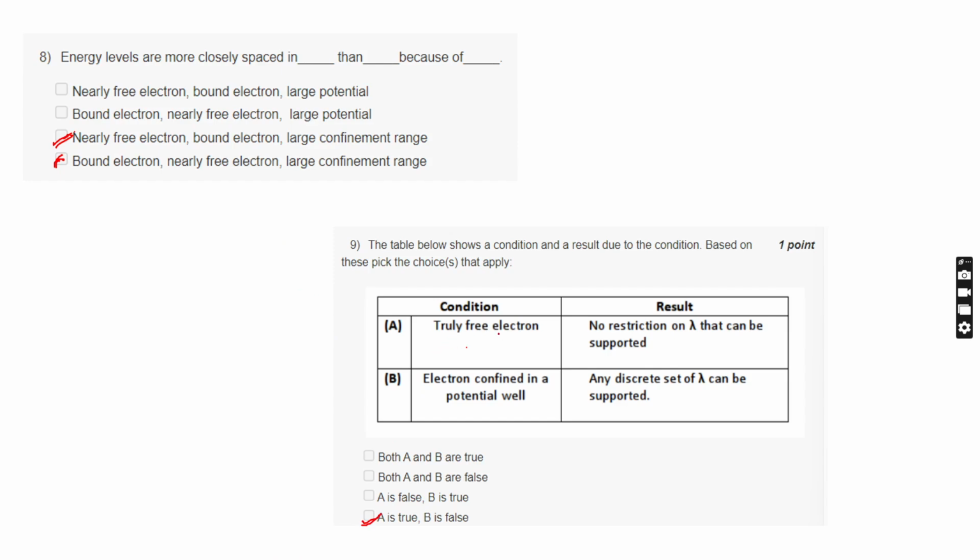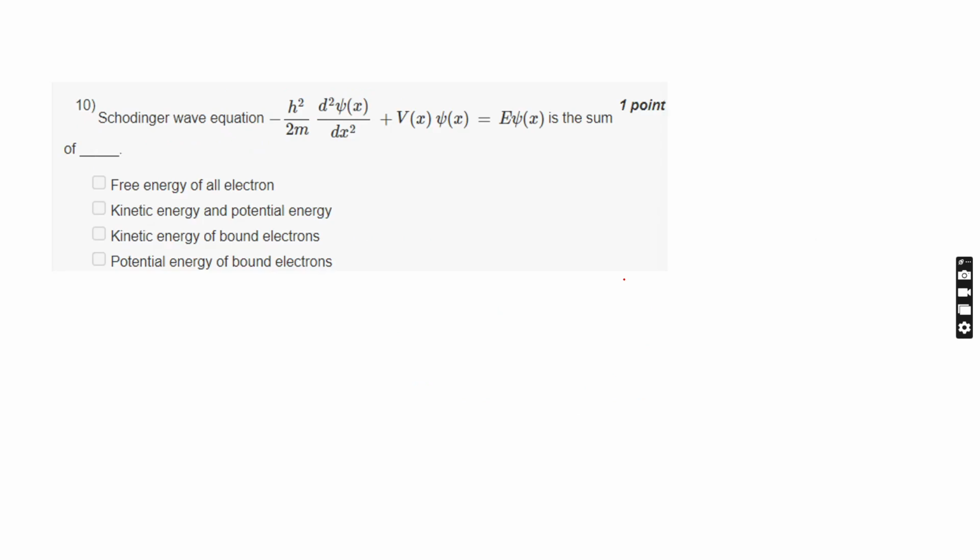If truly free electron, there is no restriction of lambda, like a continuous spectrum. For electrons in condensed matter, any discrete set of lambda can be. That's wrong. Now if you see the Schrodinger equation, minus h bar squared by 2m d square psi of x by dx square plus V of x psi of x is equal to E psi of x, it is the sum of what? It will be the kinetic energy as well as the potential energy of the system.